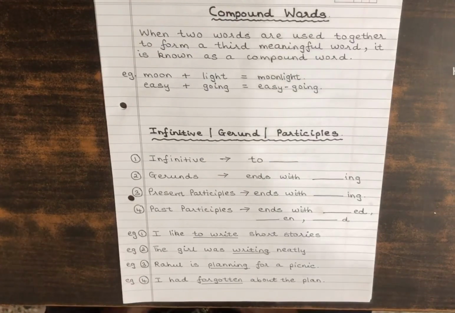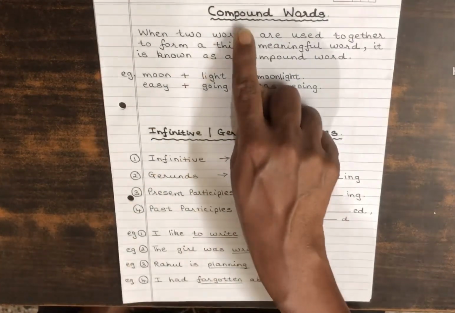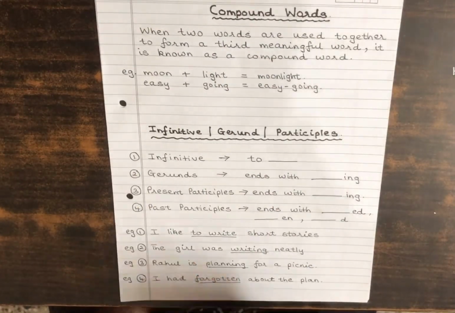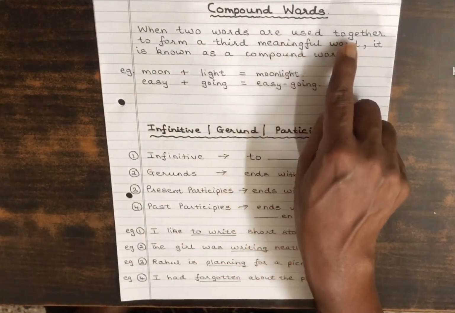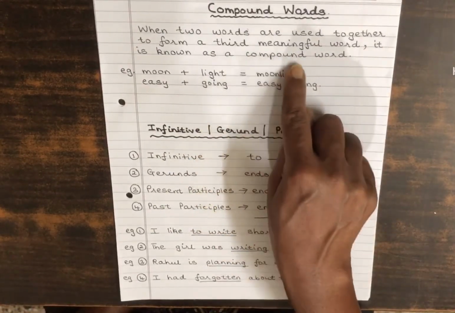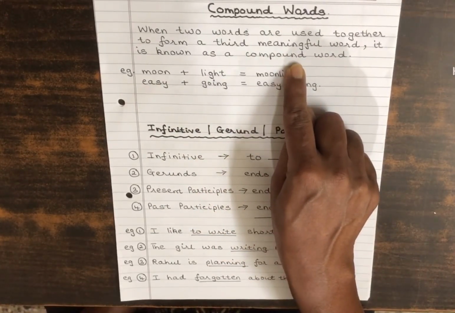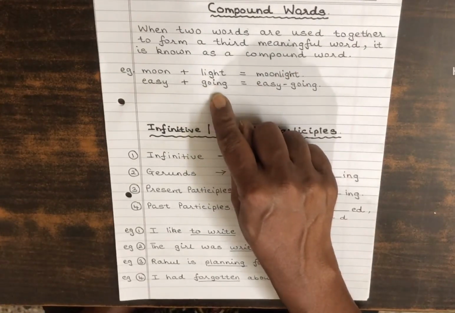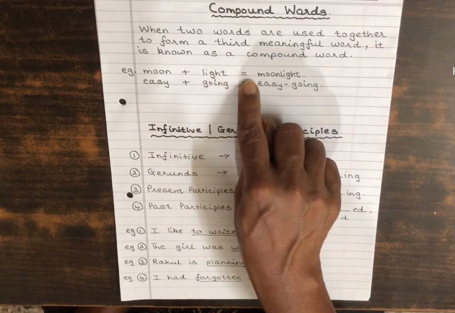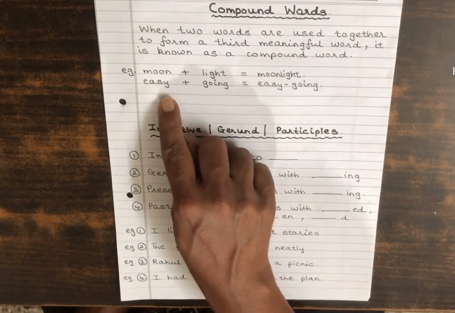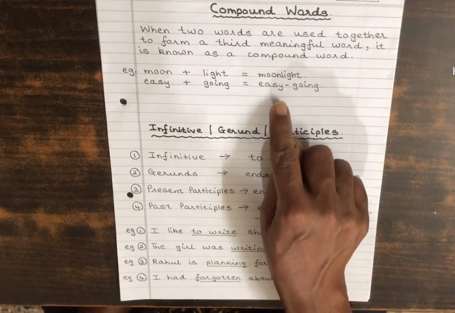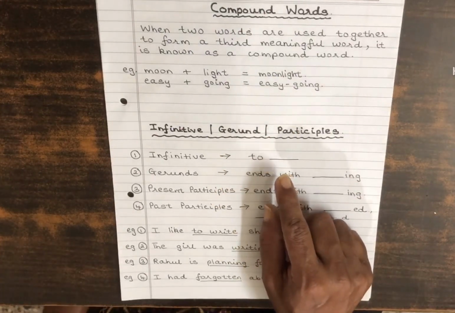And the first topic of 1A is compound words. What is compound words? Compound words are when two words are used together to form a third meaningful word. It is known as compound word. For example, you have to just learn these 2 examples and go and write it. Moon plus light is equal to moonlight. Easy plus going is equal to easygoing. Write these 2 examples and you will get your 1 mark.